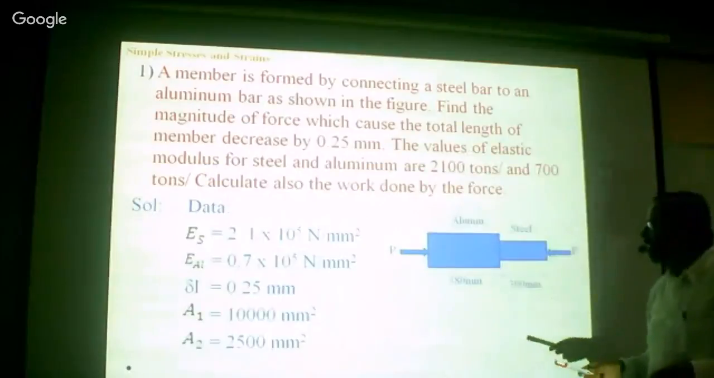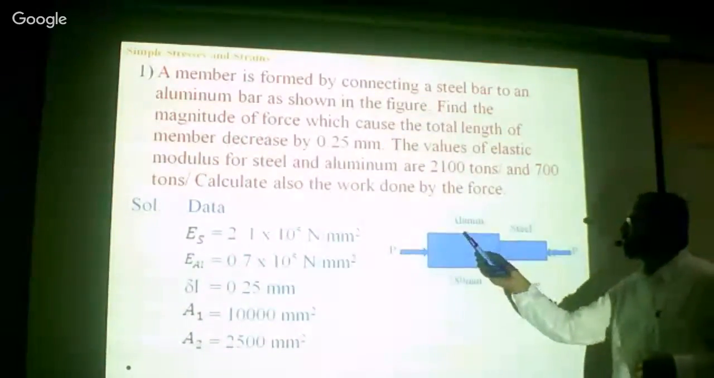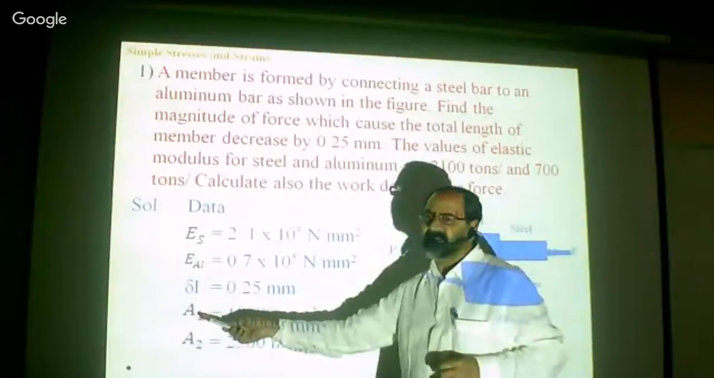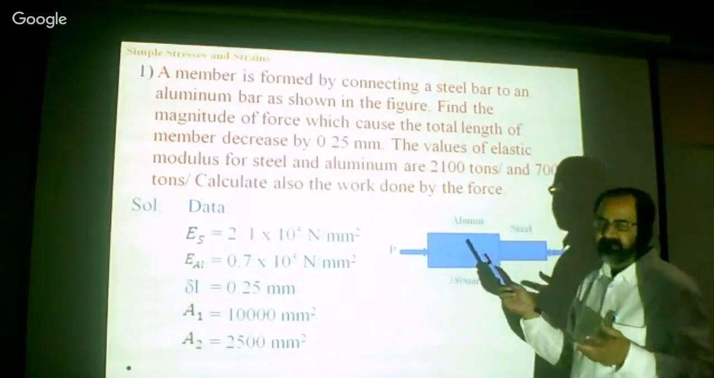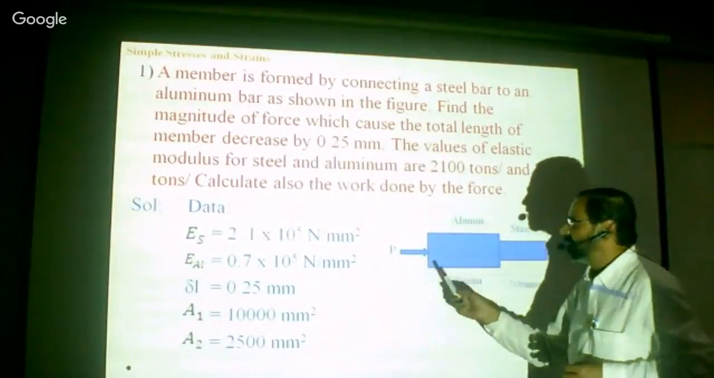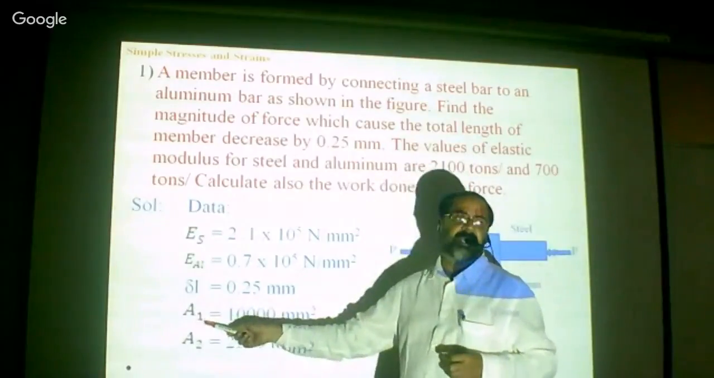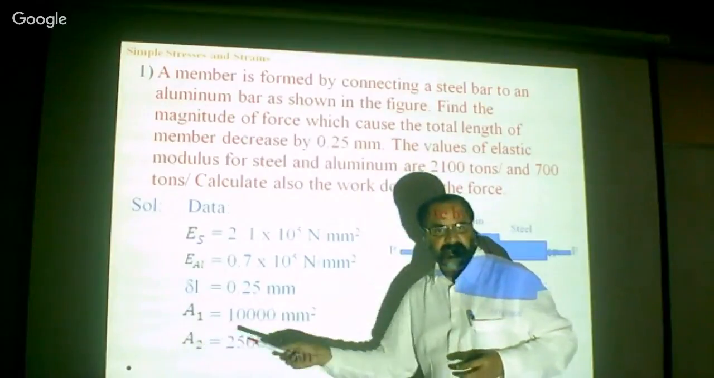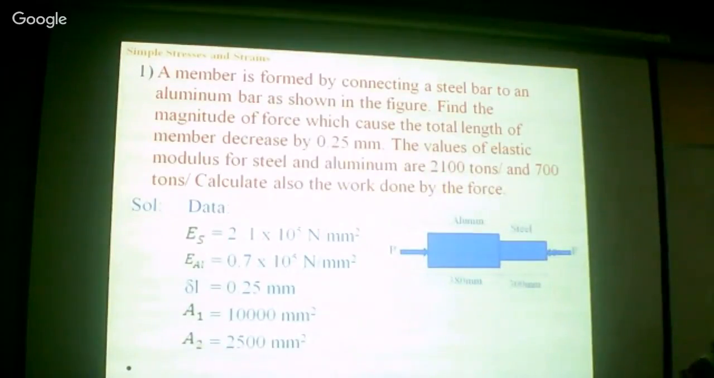And in the problem it is given that A1 is the area of the cross section. Sometimes we will call this section 1, or aluminum section, steel section, whatever it may be. Now this is the aluminum section. Some textbooks use the suffix AL for aluminum, and the suffix AS for steel. In different textbooks, different people speak in different ways. Whatever they say, the concept is this.